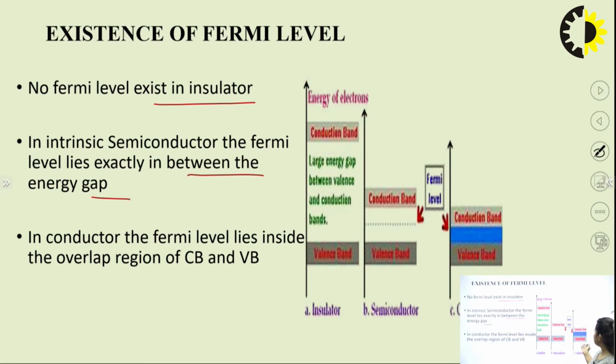Here there is a diagram showing the insulator, the semiconductors and the conductors. In the insulator, because there is a very large gap between the valence and conduction band, there will be no existence of the Fermi level, because the occupancy of electrons and holes is not there. In the case of the semiconductor, it is in between EC and EV. In the case of the conductor, as the valence and conduction bands overlap, it is hidden in between the conduction and valence band. So this is the case for the metals.